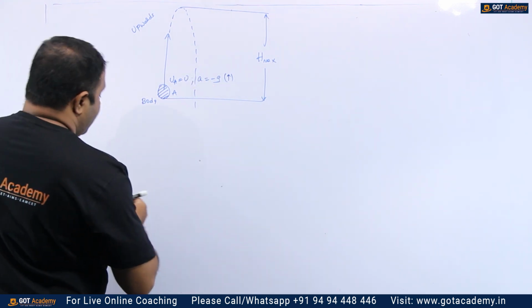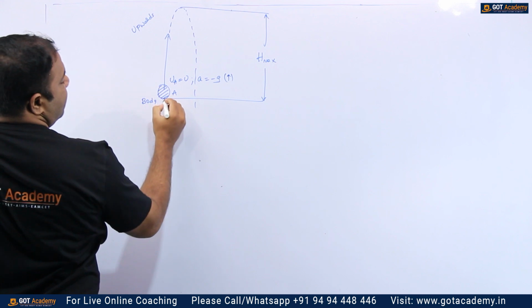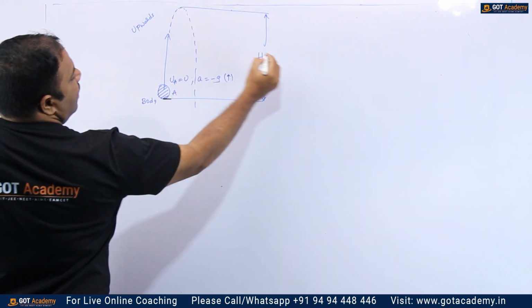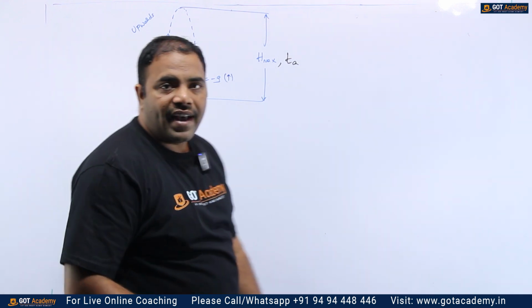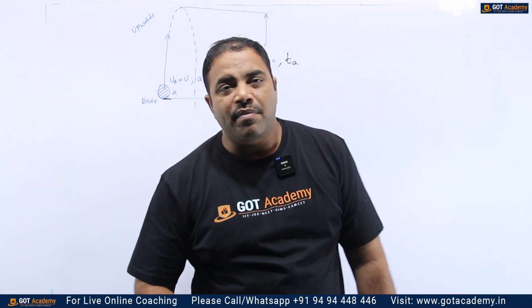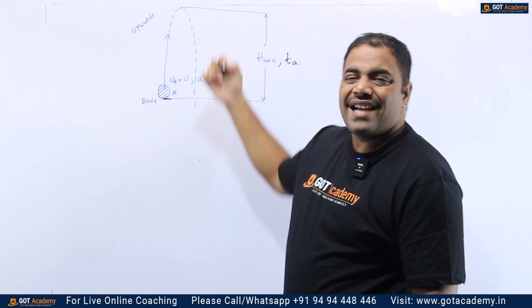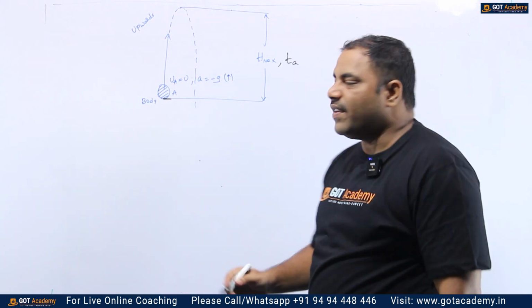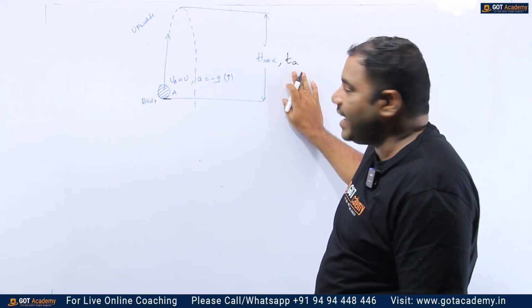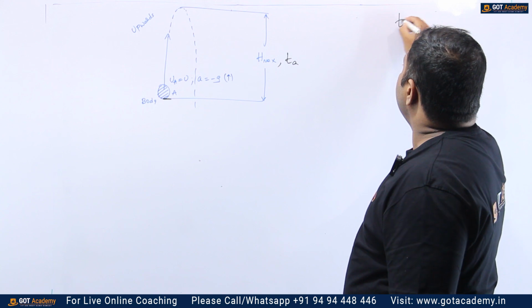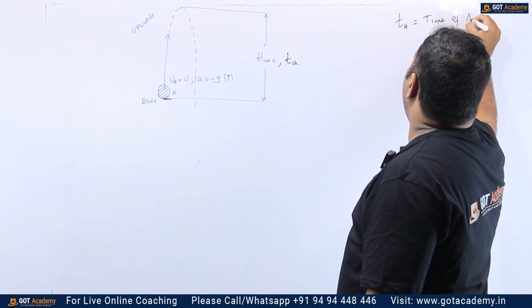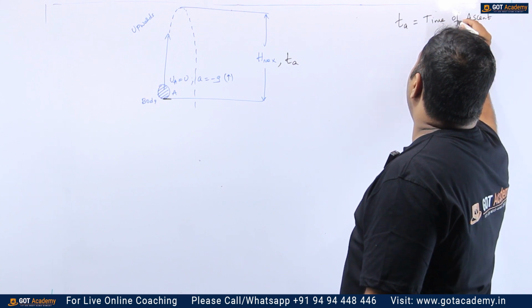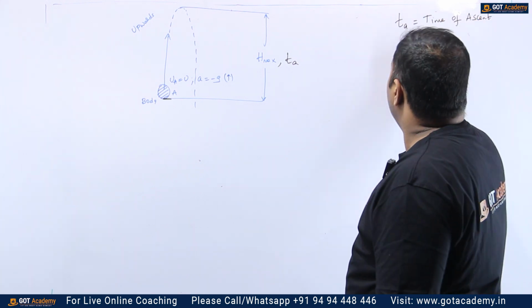Now, the time taken from the ground to this particular point is called time of ascent. Time of ascent is nothing but the time taken by the body to reach maximum height, given by the symbol T suffix A. So T suffix A is time of ascent.